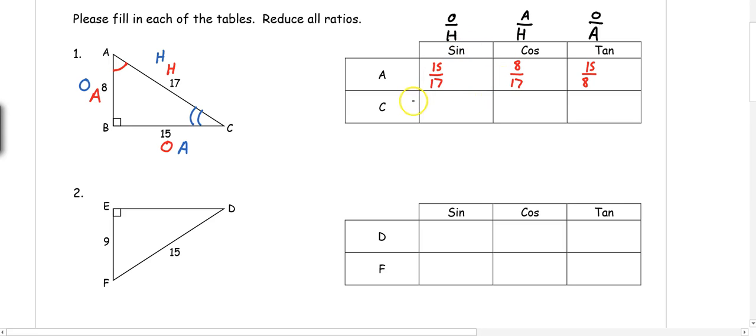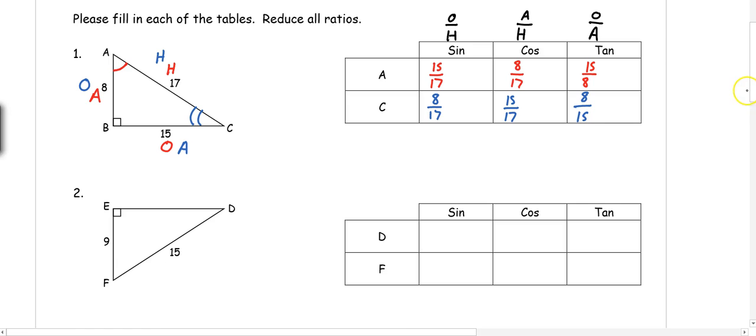So if I do sine of C, my opposite in this case is 8, my hypotenuse is 17, which notice is the same as your cosine of the other angle. If I do cosine of angle C, my adjacent is 15, my hypotenuse is 17, which notice is the same as your sine of A. My tangent is the reciprocal because my opposite is 8 and my adjacent is 15. So the fraction is just flipping.